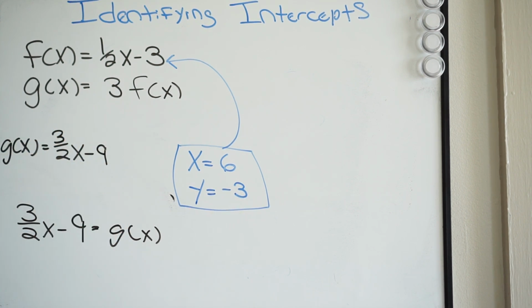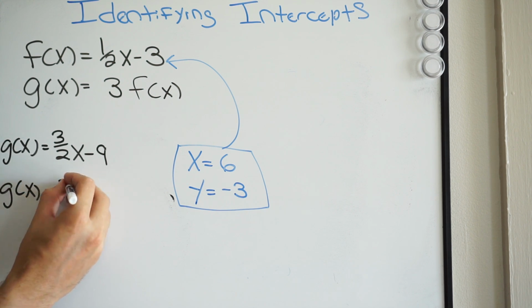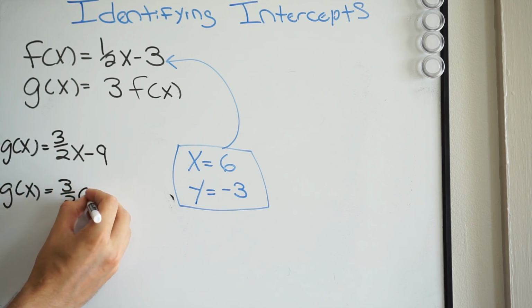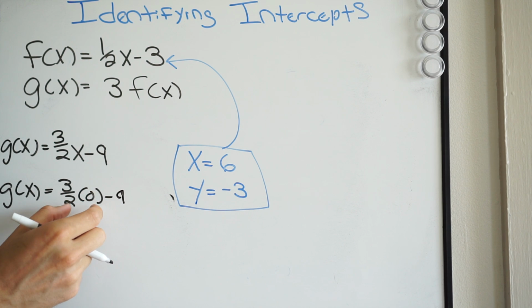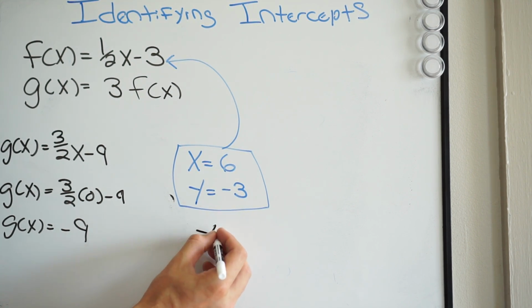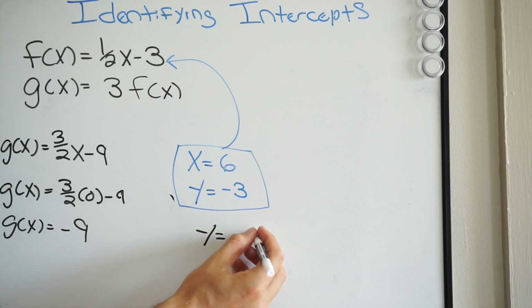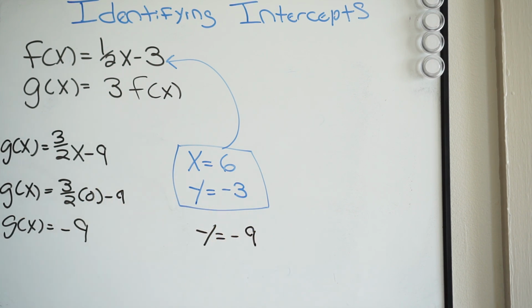Let's go ahead and solve for the y-intercept. So I'm going to plug a 0 into the x. So we get g of x, or again y, is equal to 3 over 2, plug in a 0, and then minus 9. This all becomes 0 here, so we get g of x equals negative 9. So the y-intercept for this one is going to be negative 9. So we get y equals, or g of x, let's put y for now, equal to negative 9. That's the y-intercept for this particular function.